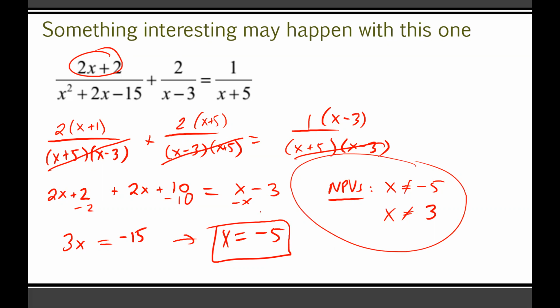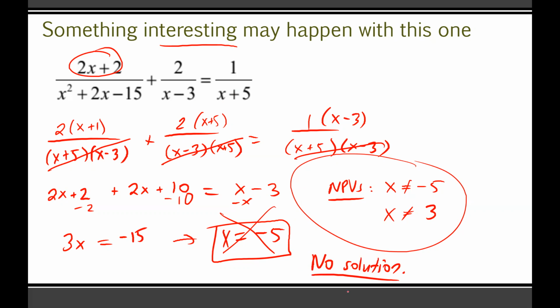Let's just repeat what we just said, though. We found the answer, x is negative 5. But then we looked at our NPVs and it says x cannot equal negative 5. That means that x equals negative 5 being our solution doesn't actually work. So we actually have to cross this out because it was one of our NPVs. The only way this whole left-hand side is going to equal this right-hand side is if x were equal to negative 5. But if x were equal to negative 5, we'd have a divide by 0 going on here. So this is one of those weird questions where we actually have to say no solution.